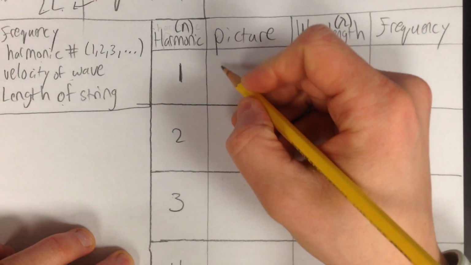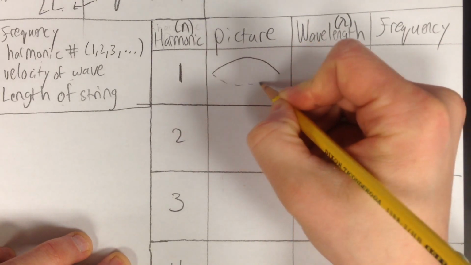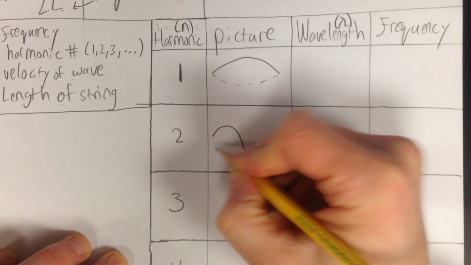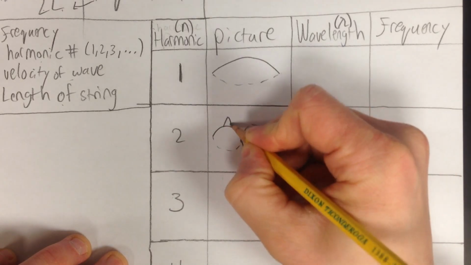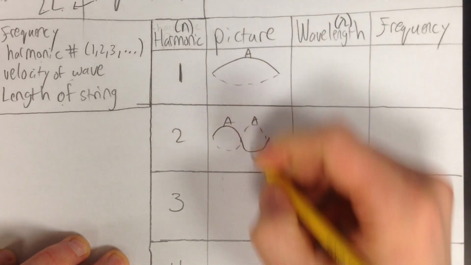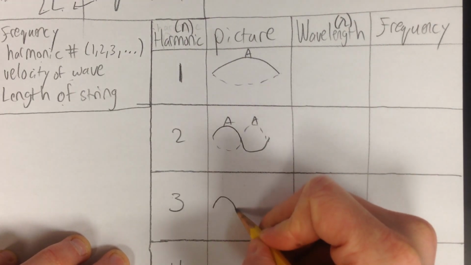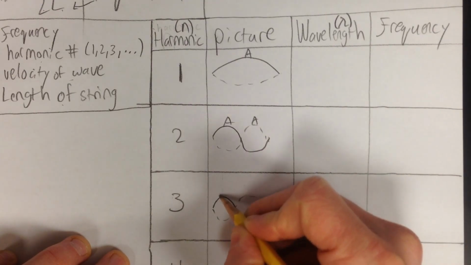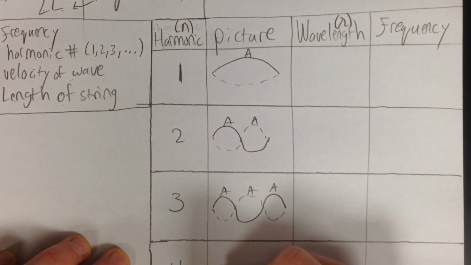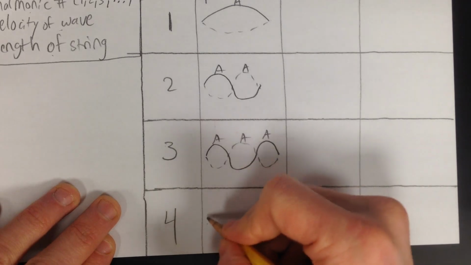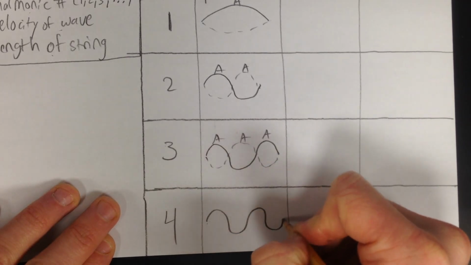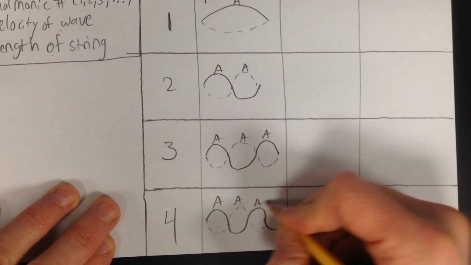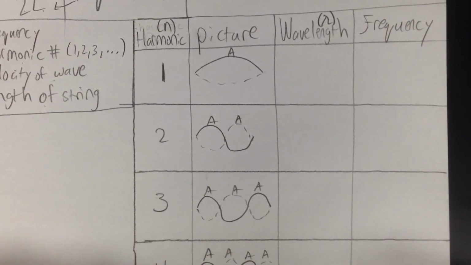So the first harmonic means 1 antinode. There you go. Second harmonic means 2 antinodes. I'm just going to label the antinodes so you know. Count the antinodes, and that gets you the harmonic number. The third harmonic, 3 antinodes. And the fourth harmonic, down here, is 4 antinodes. Alright.